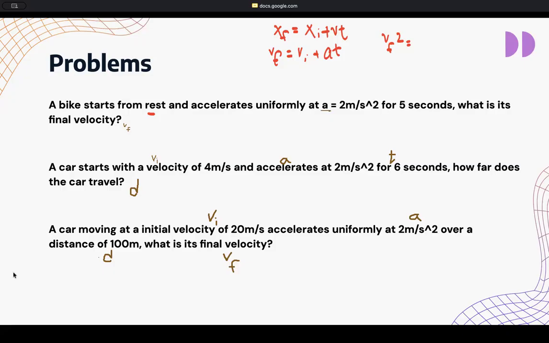So basically, for the first problem, the keywords are rest, acceleration and time. We have t equal to 5, a equal to 2, and the car starts from rest, so that means v initial is equal to 0, right?